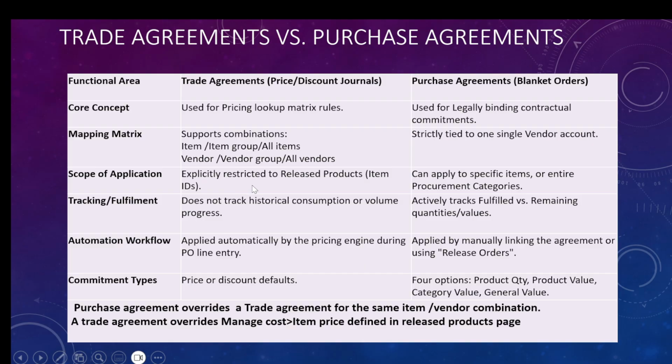So what is the scope of the feature? It is restricted to item codes or item IDs that are listed in our released products. Whereas here you don't have to go by item code. You can go by specific items, or you can go for entire procurement categories. If you recollect, I had discussed procurement categories and created them in my earlier sessions.